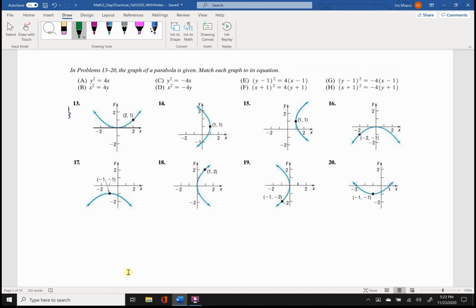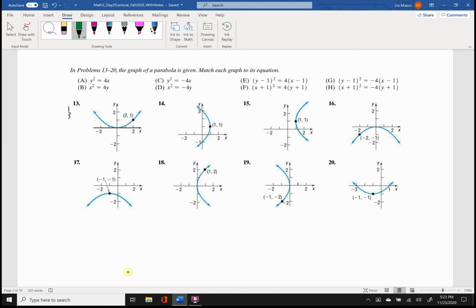So the first set of exercises are numbers 13 through 20 in the textbook homework set, and they are graphs of parabolas, and we have just as many equations to match them up with. So we want to just look at the figure, be able to glean some information about what we think the parabola is doing, and that's going to help us be able to match it to its form.